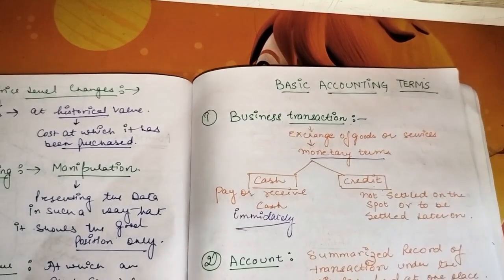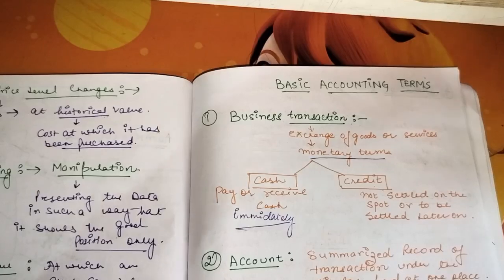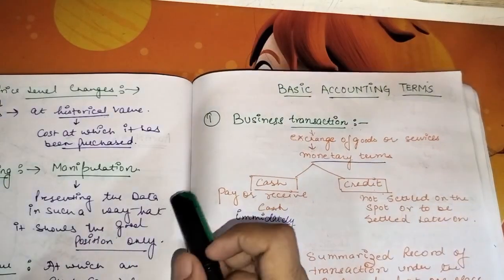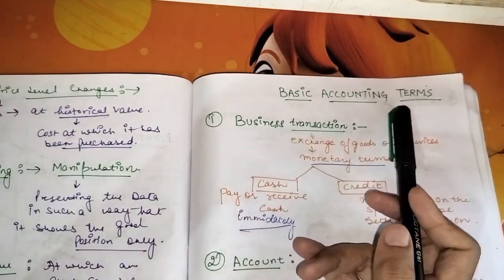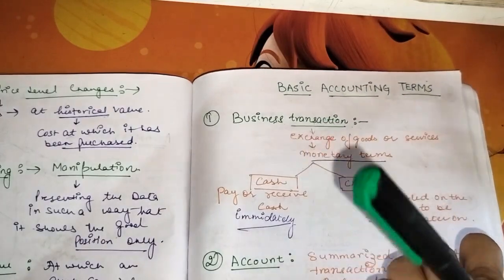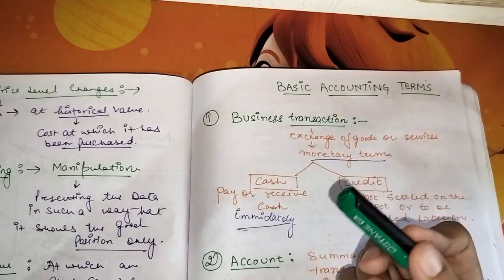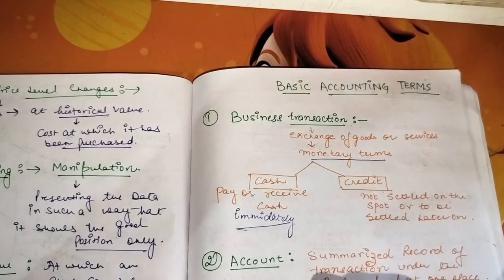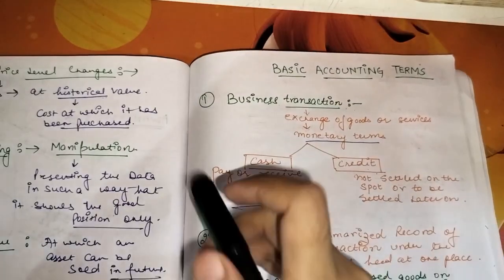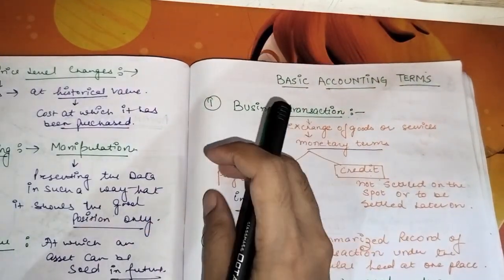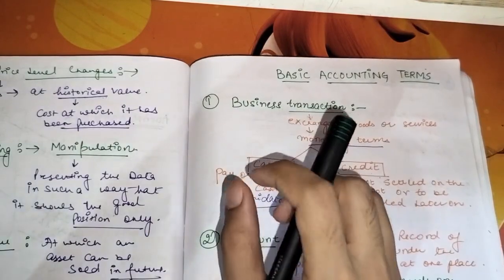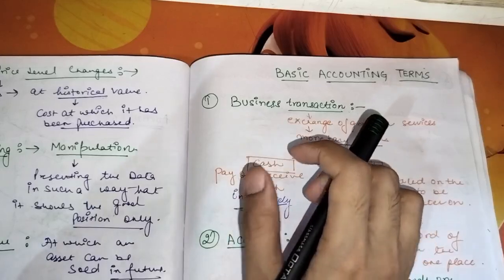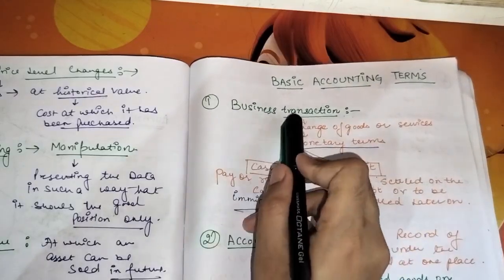In the last videos we have discussed the introduction to accounting, its advantages, its disadvantages and its process. Now let's move to the next topic, which is basic accounting terms. Basic accounting terms are the terms that are helpful in understanding accounting in a better way. We have already discussed a few terms in the first video, but we'll discuss a few more terms for understanding it in a better way. In this video, I have already written the content to make it easier to understand for you. So the first one is business transaction.